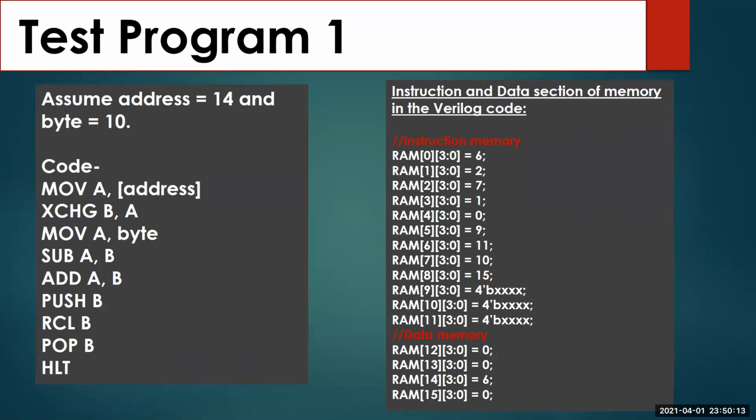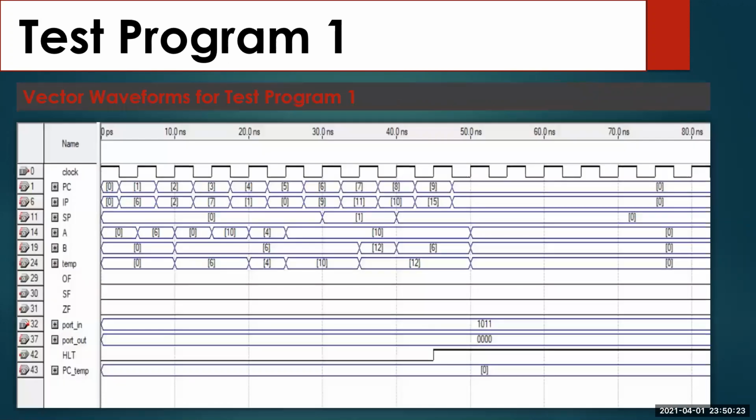We have written test programs to test our code. The first test program tests the operations move, exchange, add, sub, push, pop, rotate carry left, and halt. First, we have move A address. When instruction pointer equals 6, at the very first positive edge of clock, register A is set to the value of 6, which is the value stored in address location 14.